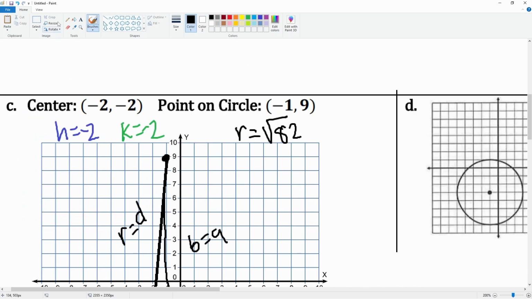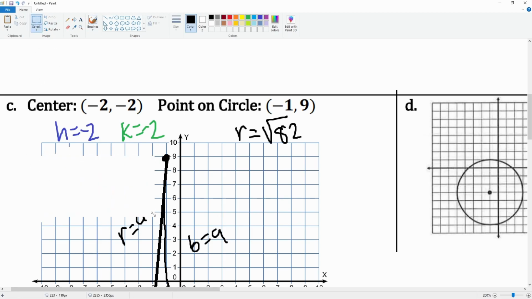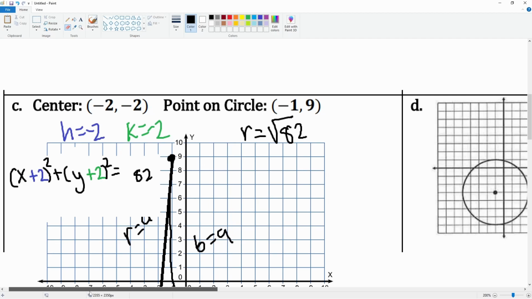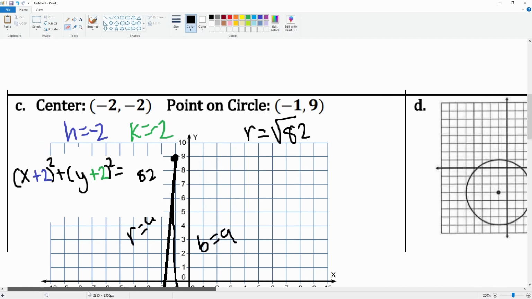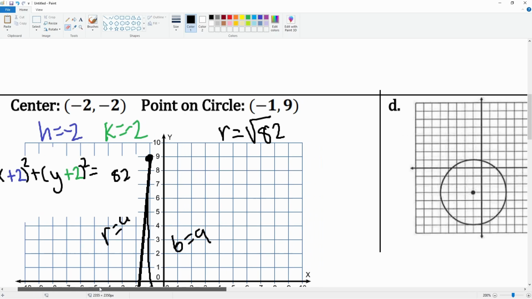So why do I have that? Well, let me just erase part of this. I write my equation as x, and again it's a minus, so minus -2, so I'm going to write +2 here, squared, plus y minus a negative, so that's a +2, squared is equal to the square root of 82 squared. But the square root and the squared cancel, leaving you with just 82. That would be the final answer. It's very difficult to do this if you don't have a graph. You can use either the Pythagorean theorem or the distance formula to get the distance.